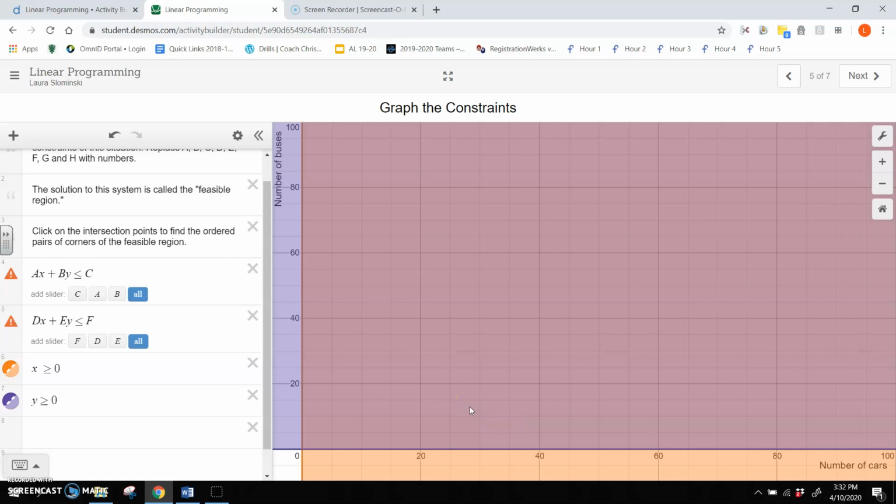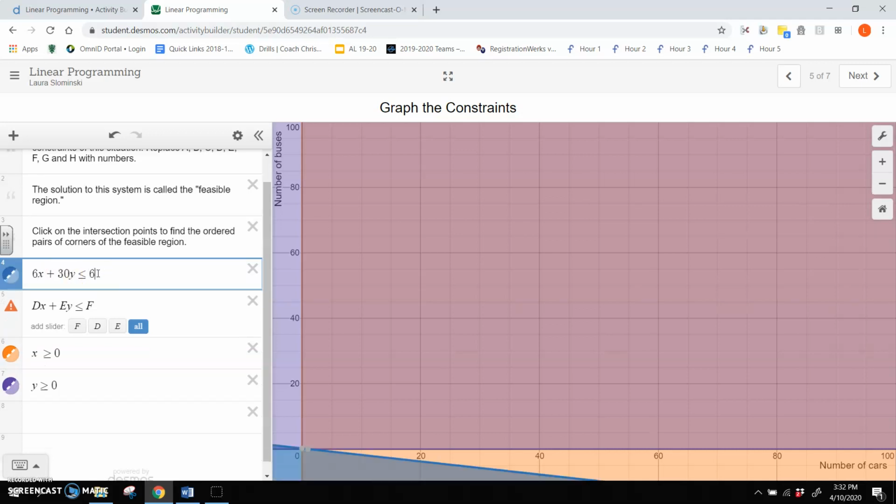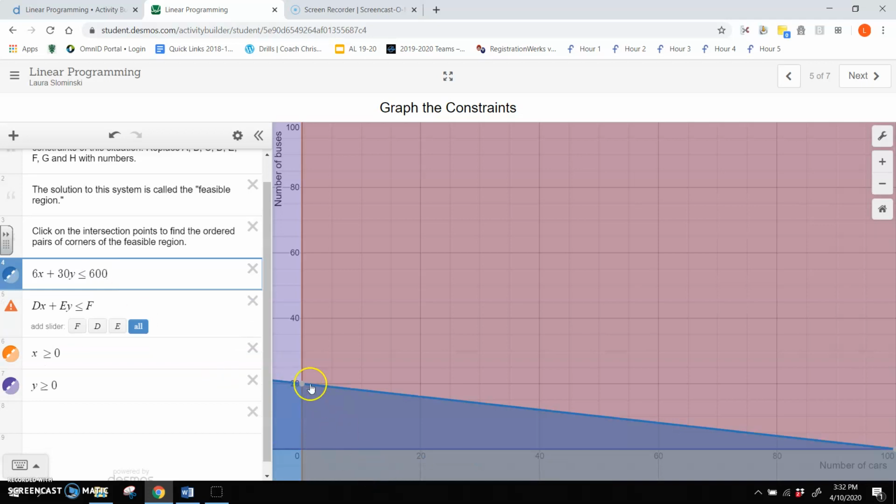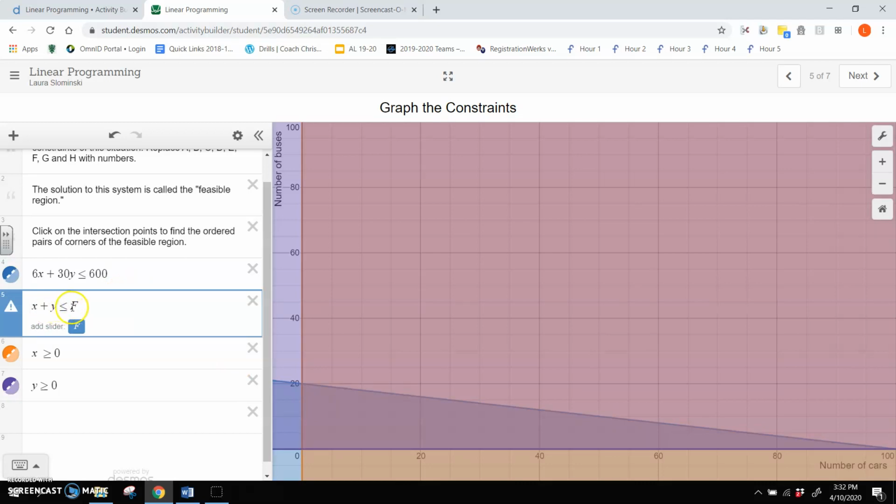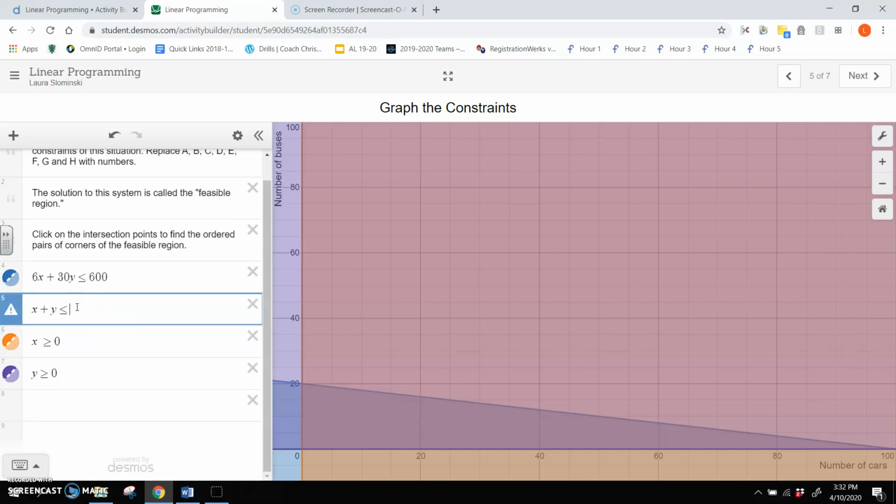That's because of those real world constraints. Now, again, as we go through, you're going to graph these by hand. But if we graph this one, our first equation or inequality was 6x plus 30y is less than or equal to 600. And you can see that graph, that in blue here, it's shaded below. And then last but not least, the second one was just x plus y less than or equal to 60.